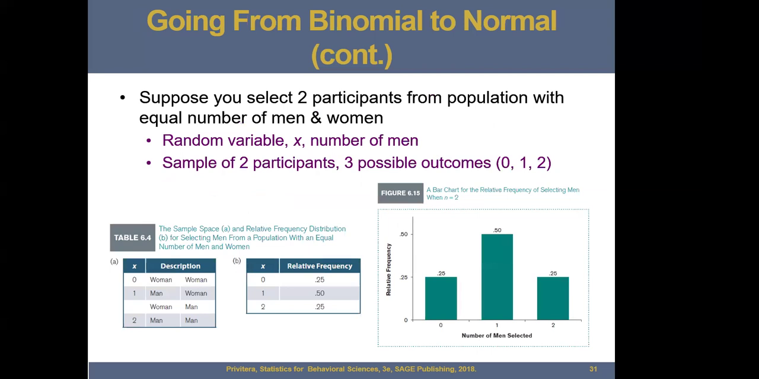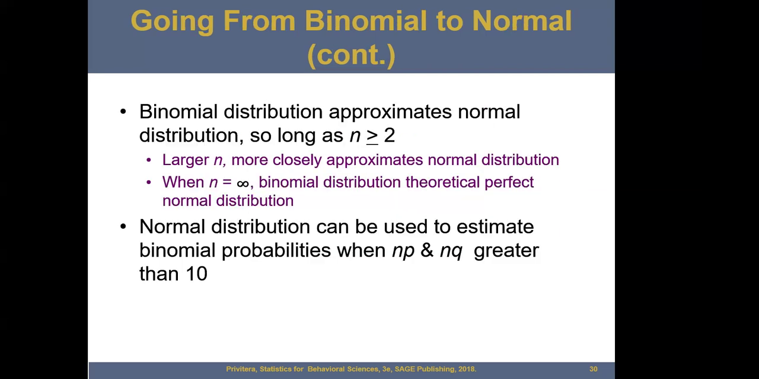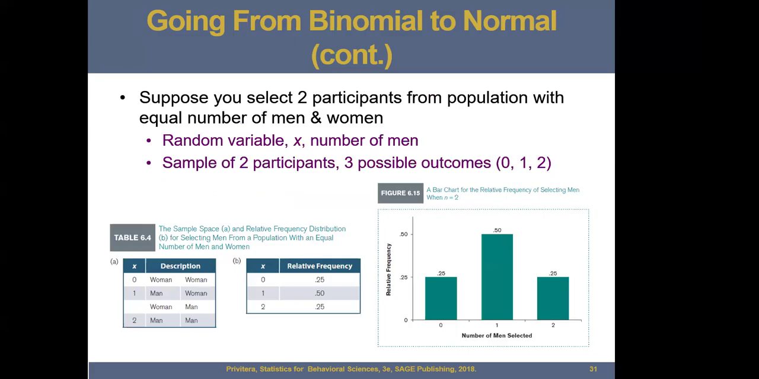So suppose you select two participants, everyone have this? Yes, okay. Suppose you select two participants from a population with an equal number of men and women. The random variable X is the number of men. Sample two participants, three possible outcomes: 0, 1, and 2. So the sample space and relative frequency distribution, suppose selecting men from a population with equal number of men and women.